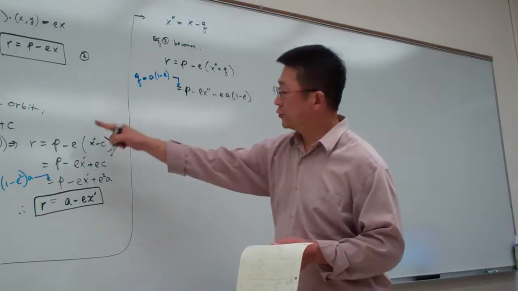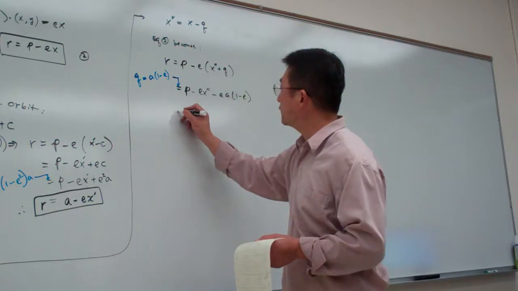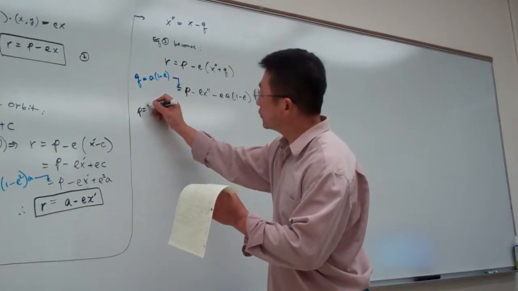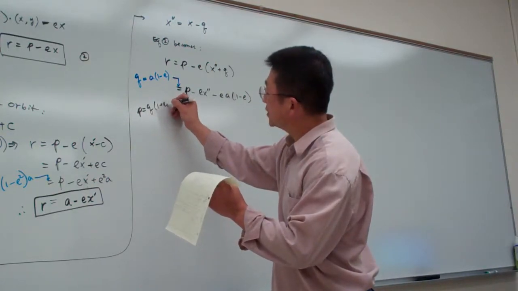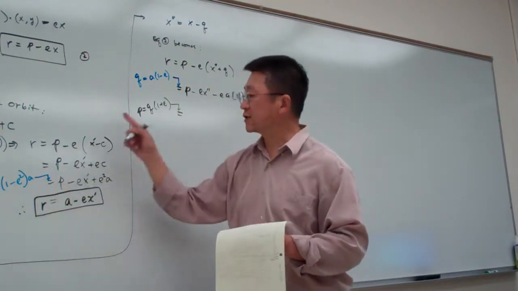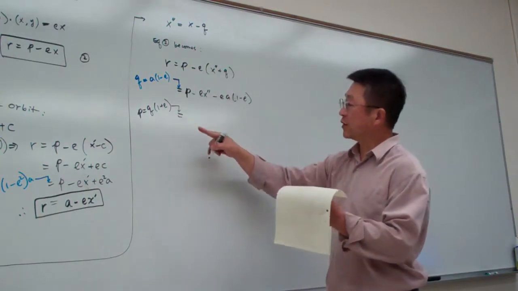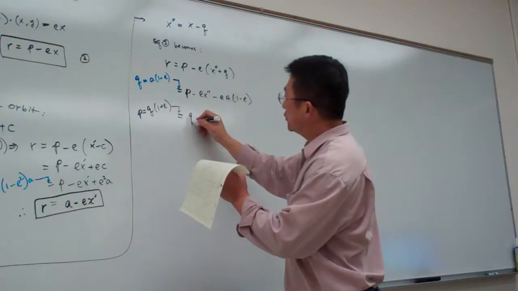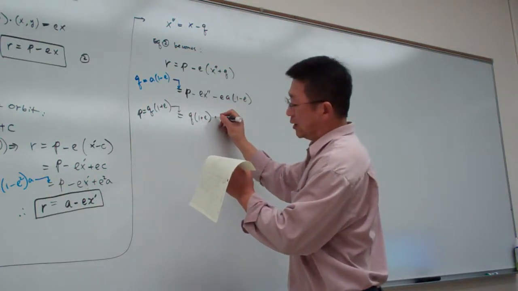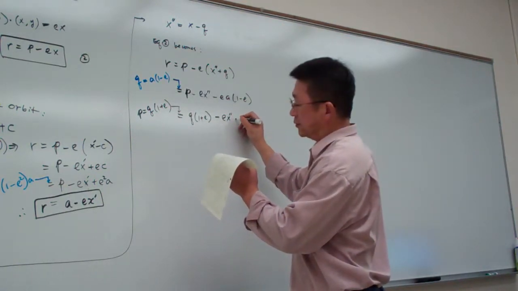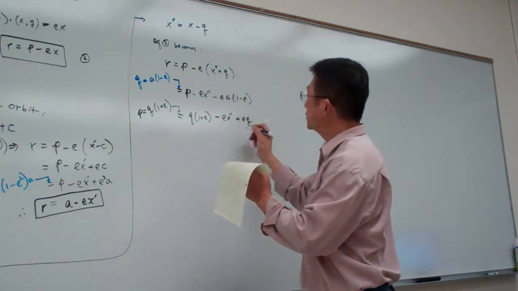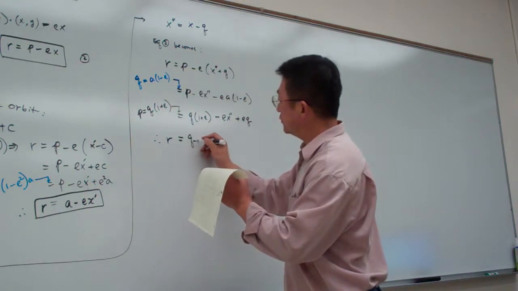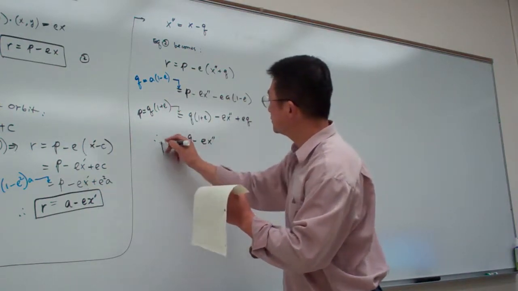Comparing the two quantities, you can have this relation, P equal to Q times 1 plus E. Okay, you compare the two quantities carefully, you should be able to get this one. So plug in that one. So here is Q times 1 plus E minus E times x double prime plus EQ. So therefore, R equal to Q minus E x prime.